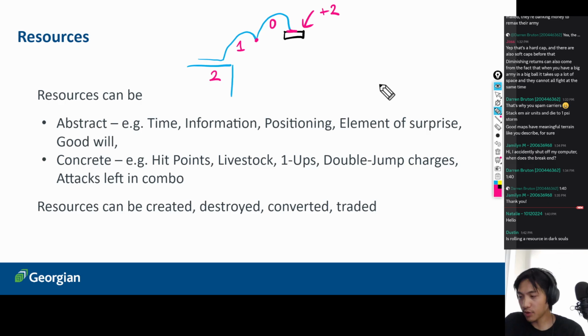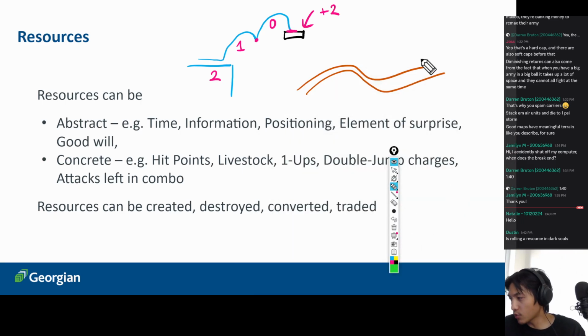You can also have abstract resources, right? We talked about time. You can spend time finding the perfect hiding spot to be able to ambush your opponent. You could get information. You know that they are going to be traveling along this road. You spend the time figuring out this information, and then when the time is right, you go and hide behind a bush. This is you. I'm trying to draw you. This is us hiding behind the bush.